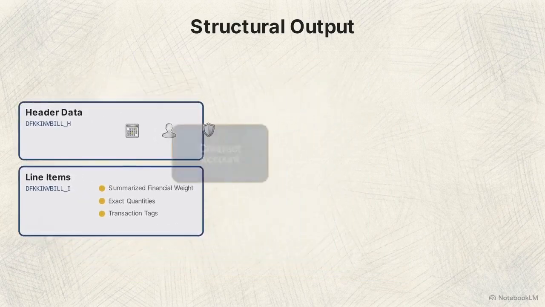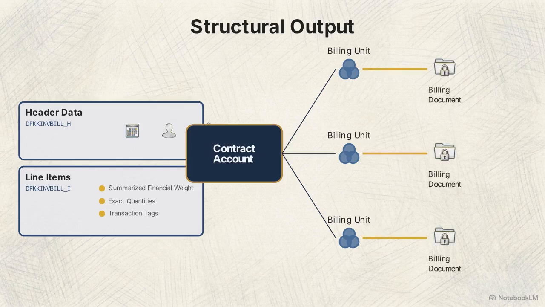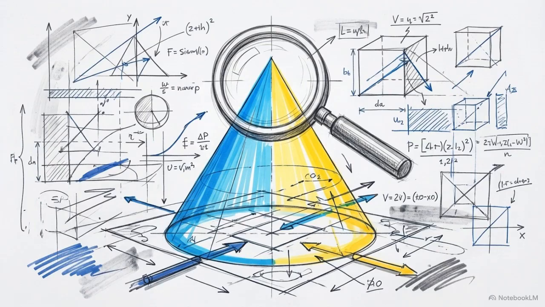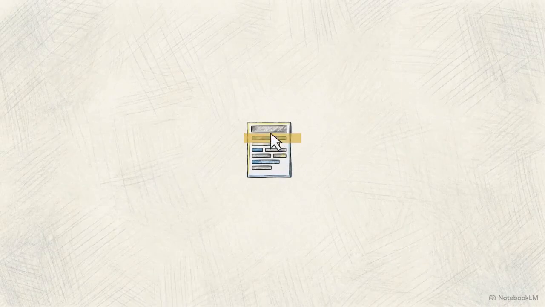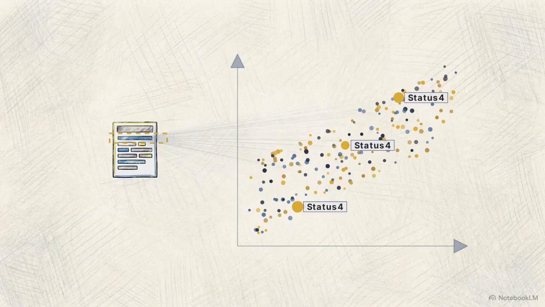While a single contract account can generate multiple billing units during a run, each individual unit results in exactly one immutable billing document. Because of this structured aggregation, the system maintains a critical audit capability, traceability. An IT auditor can select a highly summarized line item in a finalized billing document and trace it backward to reveal the thousands of original source items that built it.